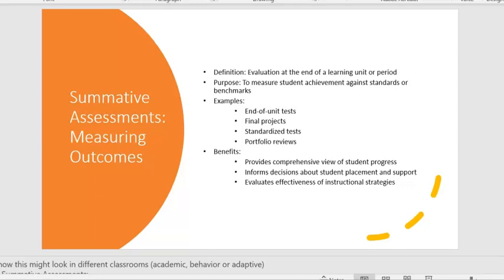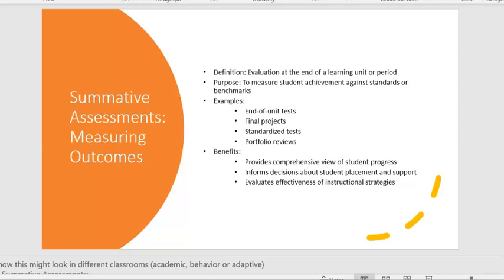Now moving on to summative assessments. These are measuring outcomes. So the definition of a summative assessment is the evaluation at the end of a learning unit or a period. And the purpose is to measure student achievement against standards or benchmarks. So some examples might be like an end of a unit test, a final project, could be standardized tests, portfolio review. And the benefits of a summative assessment, they provide a comprehensive view of student progress.